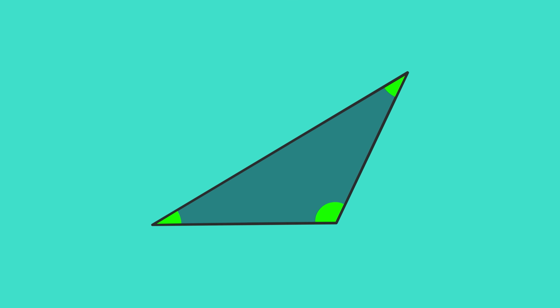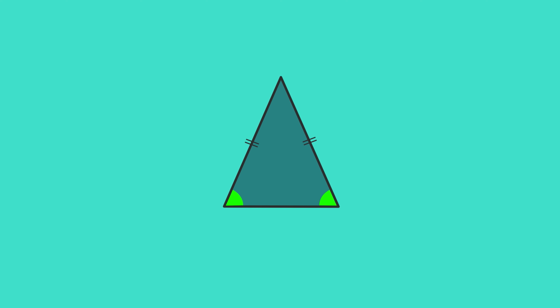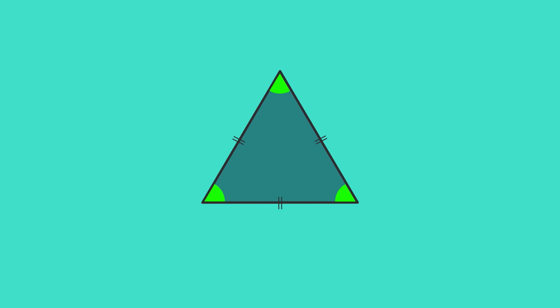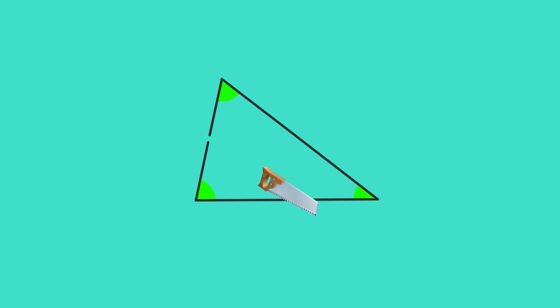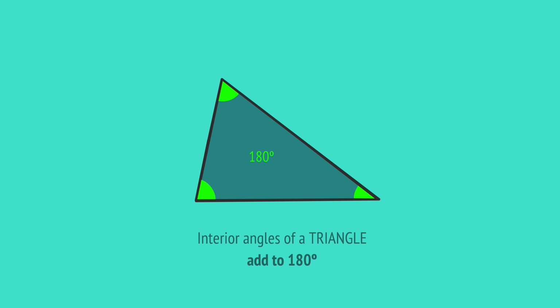In this video, we look at the important relationships between the interior angles of a triangle, and we apply these to solve geometry problems. The most important relationship relates to the sum of the interior angles. If you cut up a triangle to form 3 separate angles, and then arrange these angles together, they'll always make a straight line. So the interior angles in a triangle add to 180 degrees.